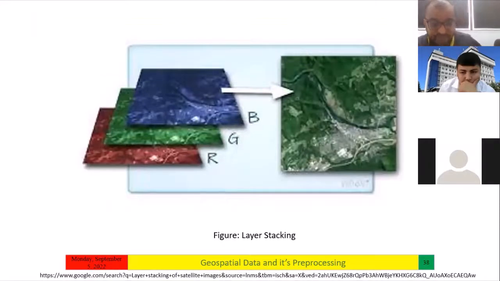Suppose I talk about the visible range, there are 3 ranges, RGB. For the red range, 0.5 to 0.6, we have a different image. For 0.4 to 0.5, we have the green range with a different image. And for 0.3 to 0.4, we have the blue range with a different image. But if we apply layer stacking, these 3 images will be combined one after another, and a single image will be formed.